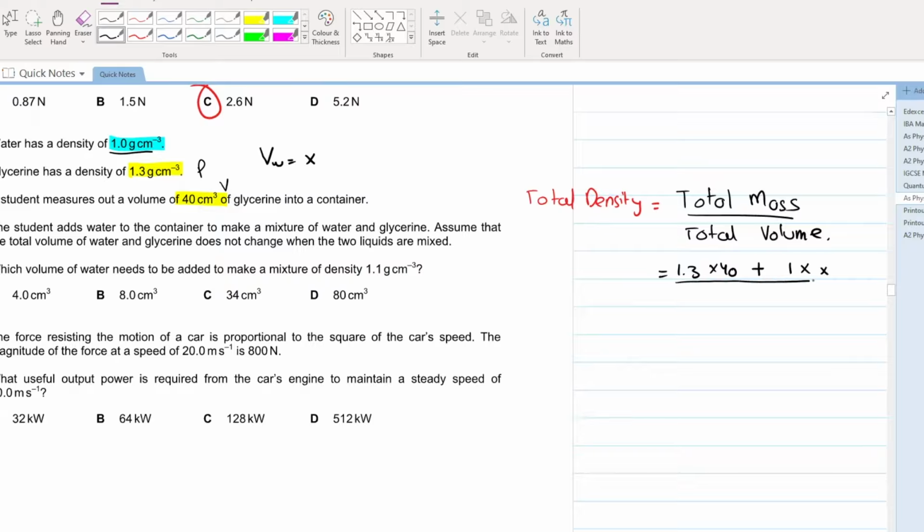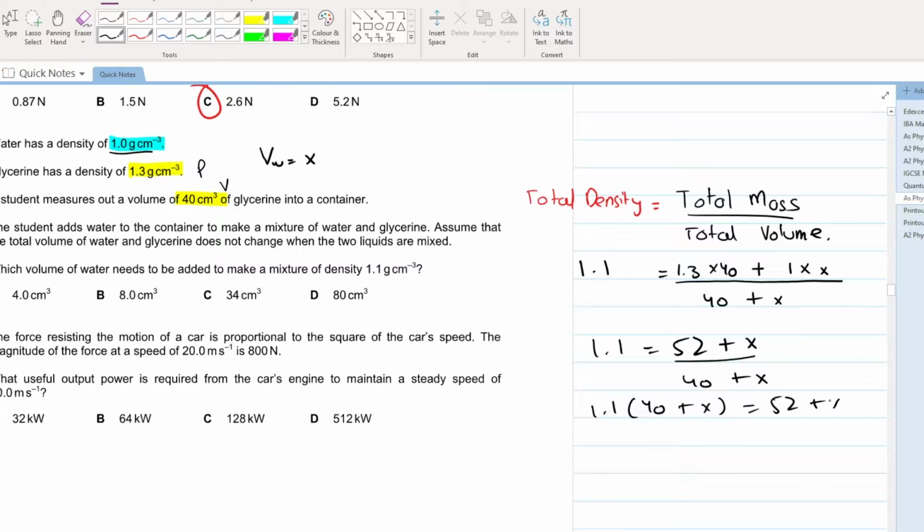What is the total volume? Total volume is 40 of glycerine, x of water. The total density is 1.1. Let's start resolving things. 1.3 into 40. This comes out to be 52. 1.1 is equal to 52 plus x divided by 40 plus x. Multiply to the other side. 1.1 into 40 plus x is equal to 52 plus x. Simple.